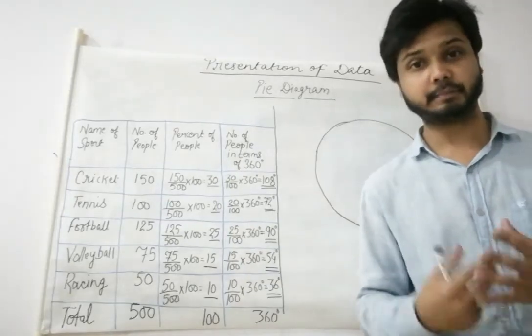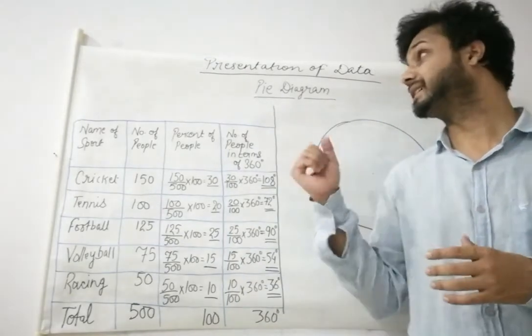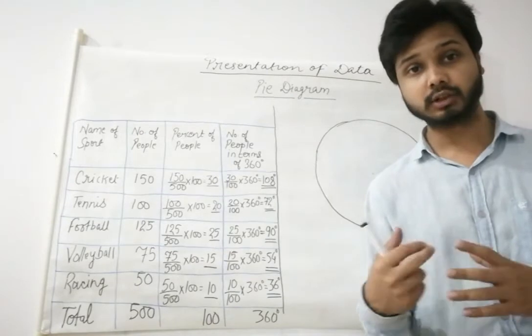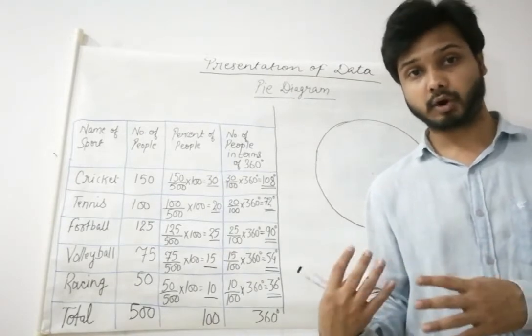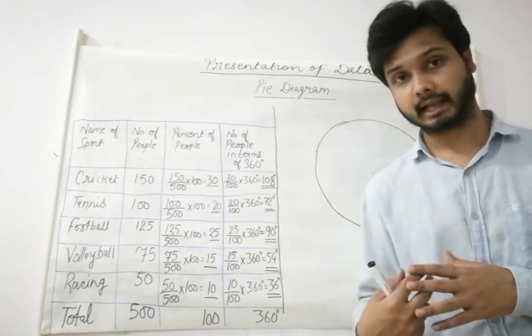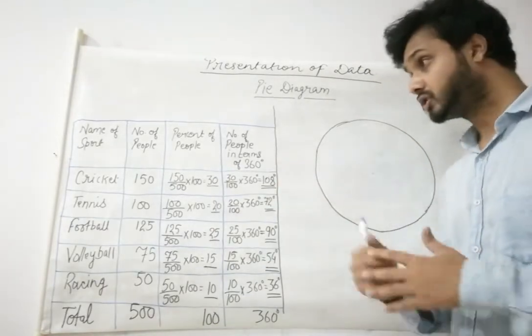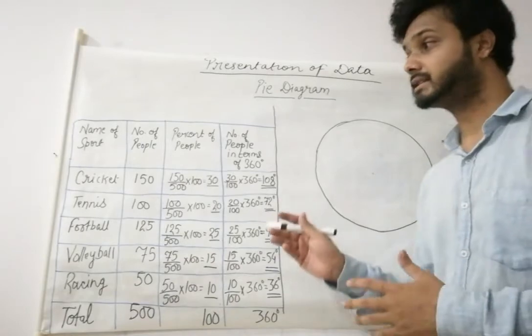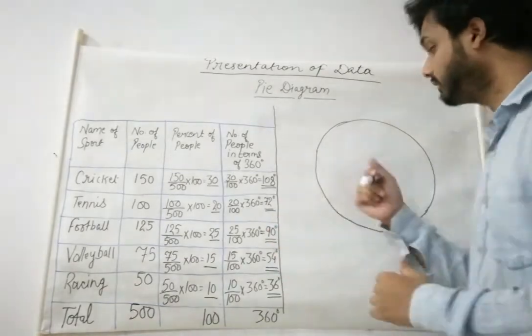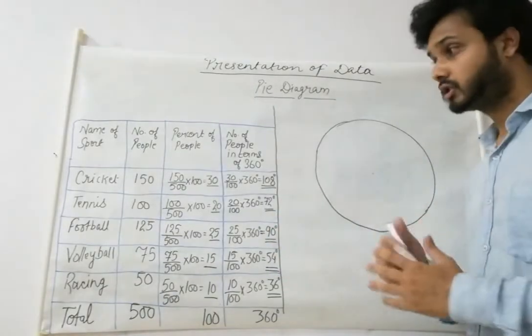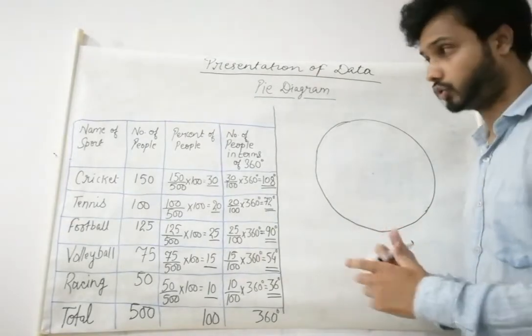Hello students, in the previous video we started the chapter presentation of data and we saw the first topic, which was about the bar diagram and its types. Now we will see how to make a pie diagram. So without wasting time, let us see an example and then we will make the pie diagram for this. Step by step we will learn how to do it.